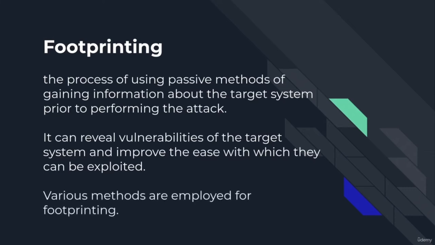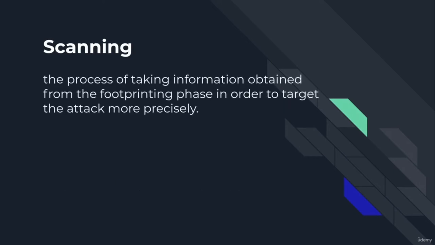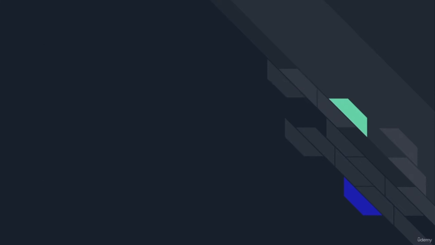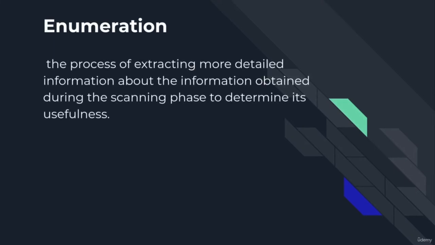Now various methods are employed for footprinting. Scanning is the process of taking information obtained from the footprint phase in order to target the attack more precisely. Some of the methods used in this phase are port scans, ping sweeps, operating system detection, observation of facilities used by the target, and so on. Now we have enumeration. It is the process of extracting more detailed information about the information obtained during the scanning phase to determine its usefulness.